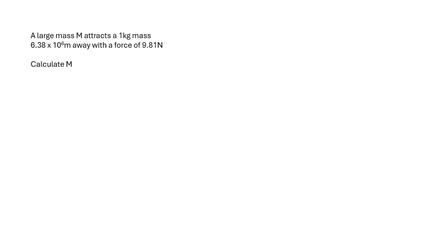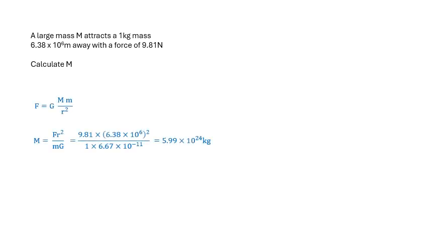Here's another one for you to have a go at. Large mass, small mass. Calculate big M. Well, there you go. I've worked out big M, and there it is. It's about 6 times 10 to the 24. Maybe you've realized what you've just done here is you've worked out the mass of the Earth. Yes, because the force on a kilogram is 9.81 newtons per kilogram.